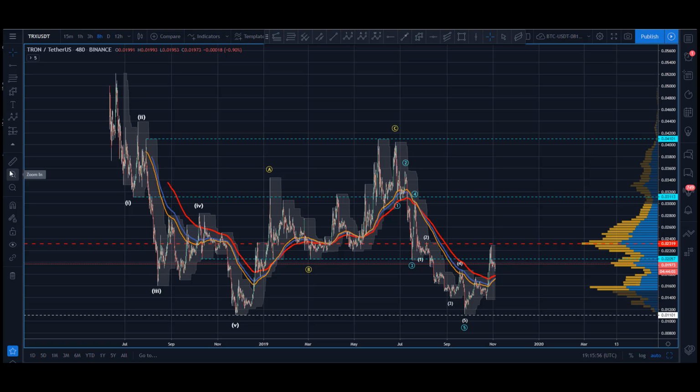Now, TRON, at least, has a little bit of a different setup. The one difference here is that this movement looks much more like an ABC, whereas EOS, ETH, and all the rest of them, we're kind of still clinging to the idea we had an impulse off the low and we're seeking the two. Here we've come down and eliminated that possibility, and this does look more like an ABC.